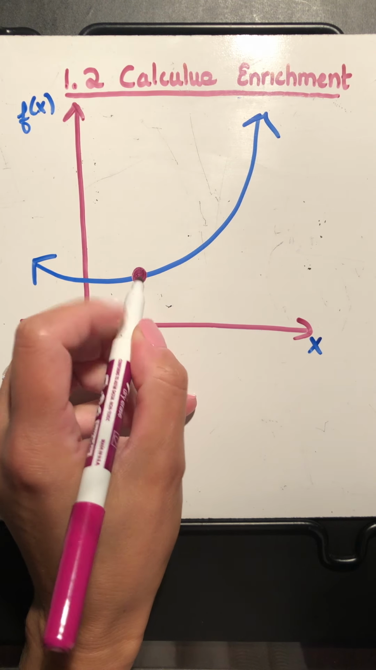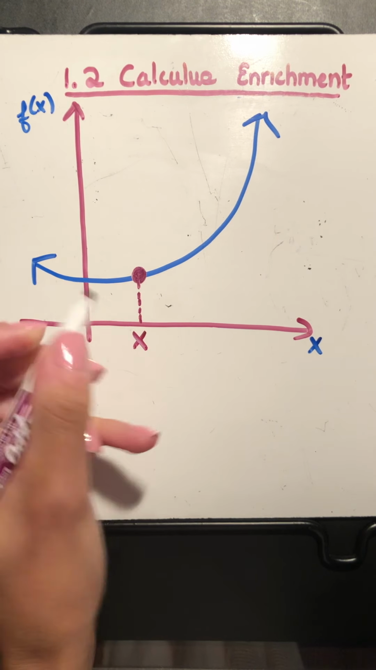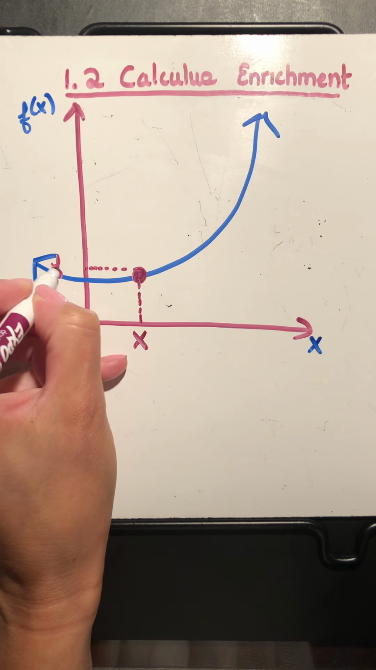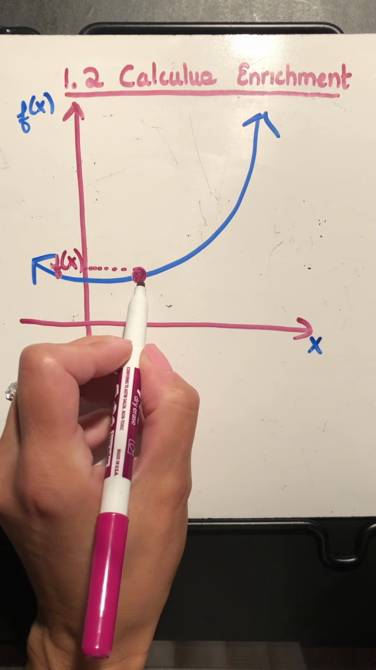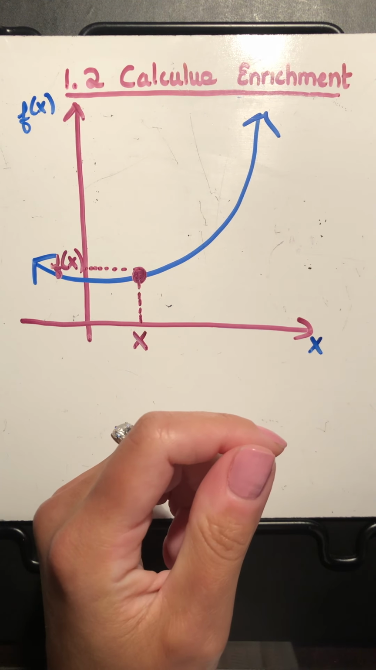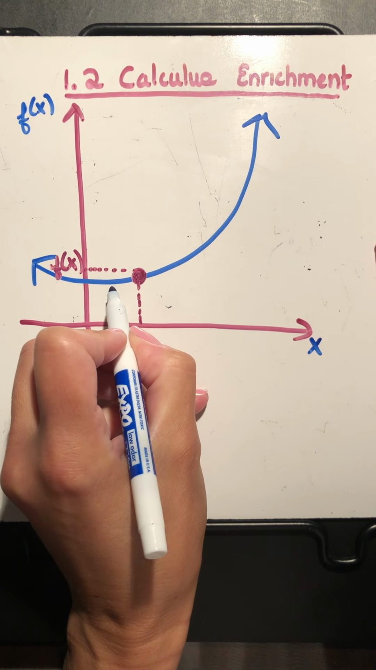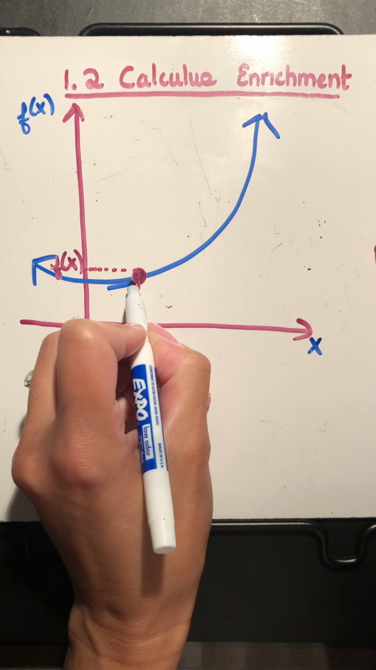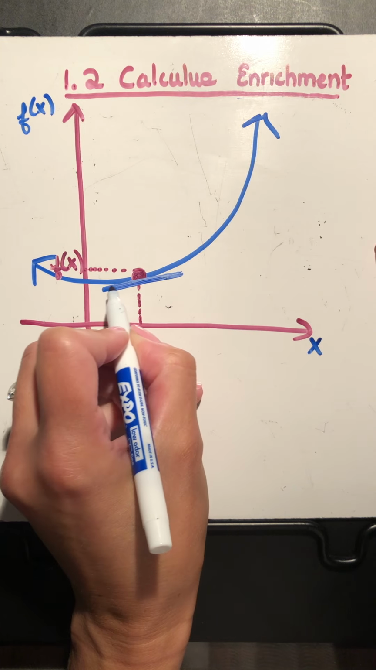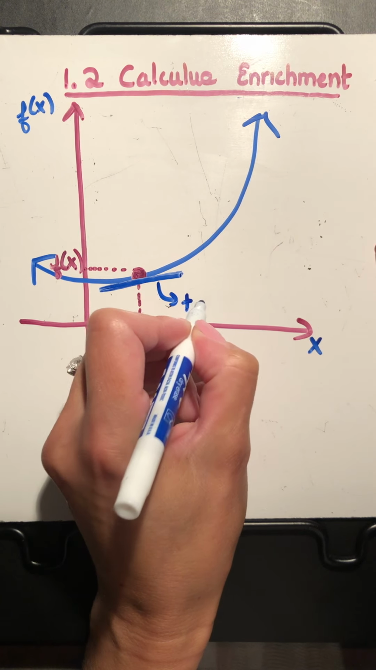Just for the sake of ease, I'm going to call this point x, and the associated y value would therefore be f of x. I want to calculate the slope at that exact point. What we know from Algebra 1 is that when you calculate slope, you need a line. So I'm going to draw what's called a tangent line. That tangent line is going to approximate my slope. So this is my tangent line.